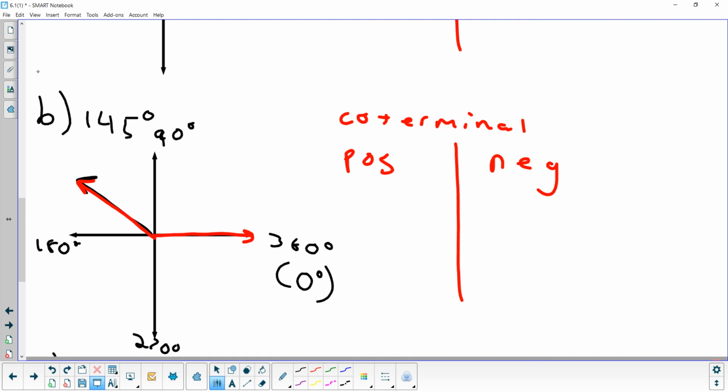Or 505. Let's see. So if we add 360 to that, we're going to get 405. 505. Yes, 505.